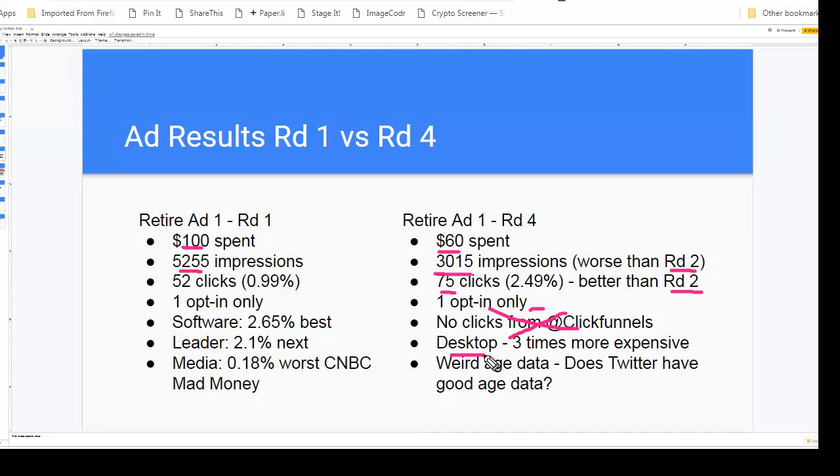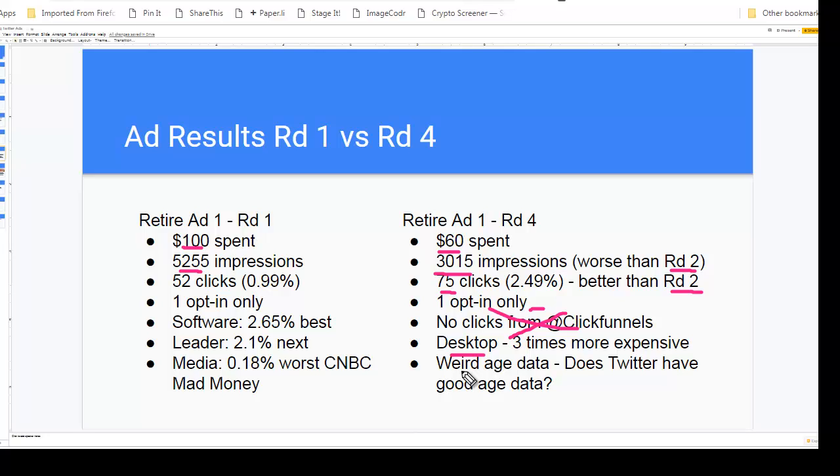And then I found, digging into the detail of the data that Twitter provides, that desktop was 3 times more expensive than mobile. And I'm also noticing weird age data. I'm targeting people 50 and older, and I'm finding in the detail analysis that there are people 13 and upwards.